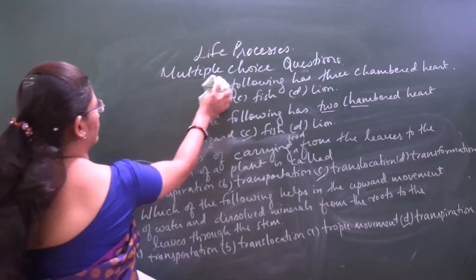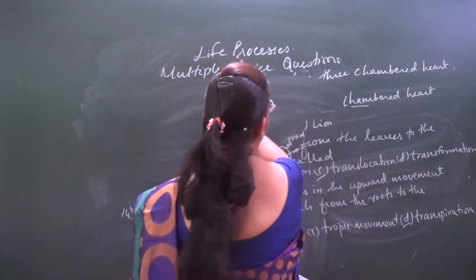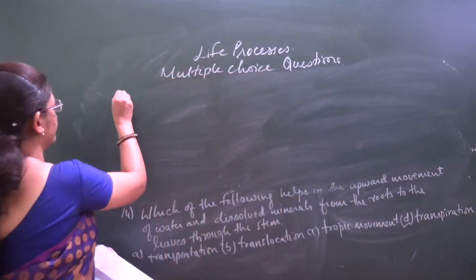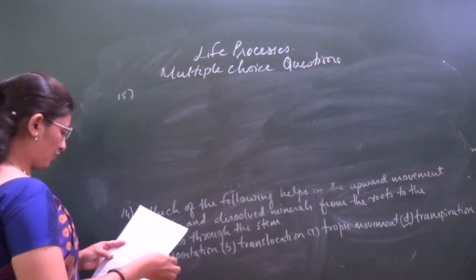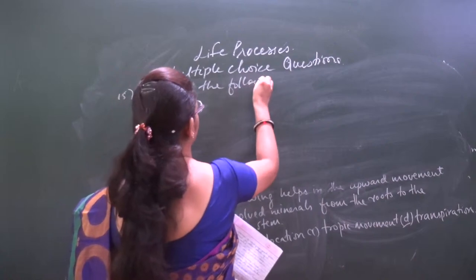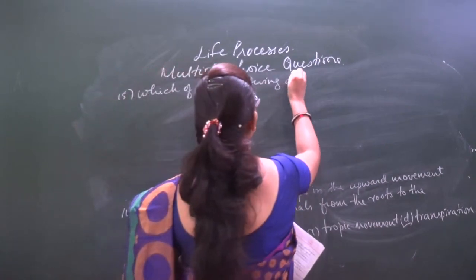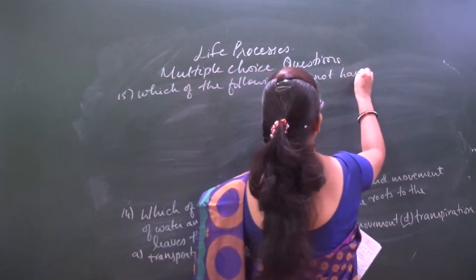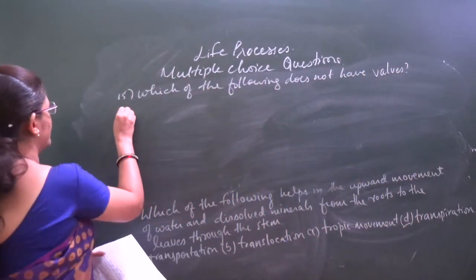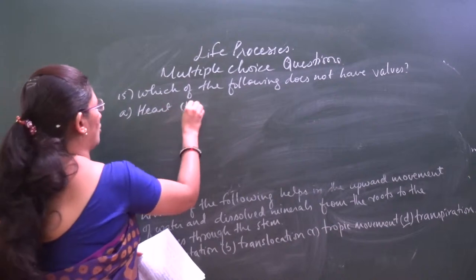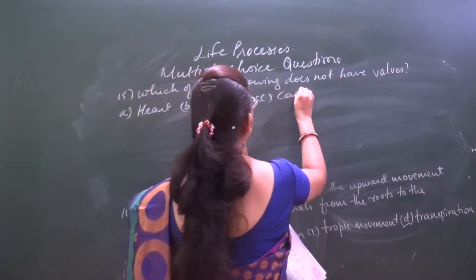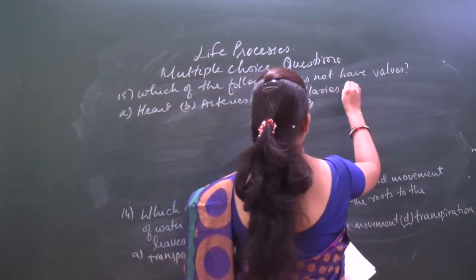The next question. Question number 15. Which of the following does not have valves? Option A, heart. Option B, arteries. Option C, capillaries. Option D, veins.